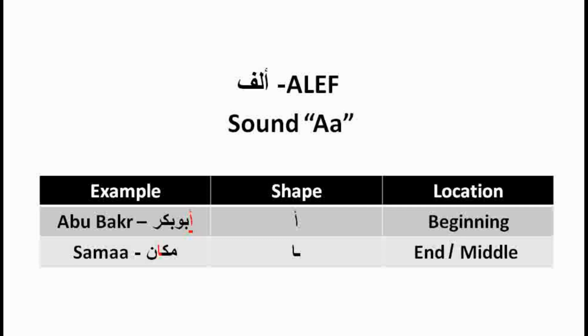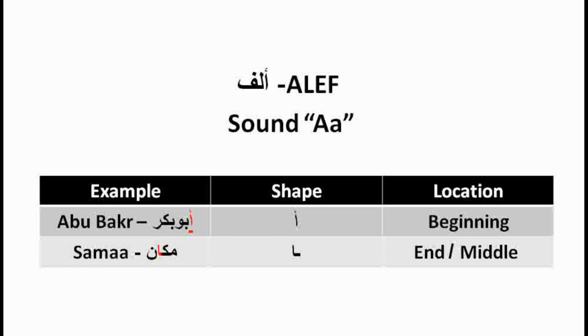At the beginning, it appears in this shape. It's like number 1. An example of this is this word, Abu Bakr. Do you see the letter in red? That's how Alif appears at the beginning. Abu Bakr, that's a name. When it comes in the middle or at the end, it appears in this form, in this shape.